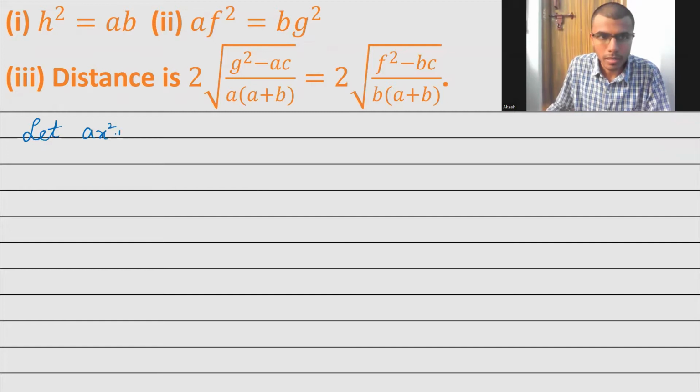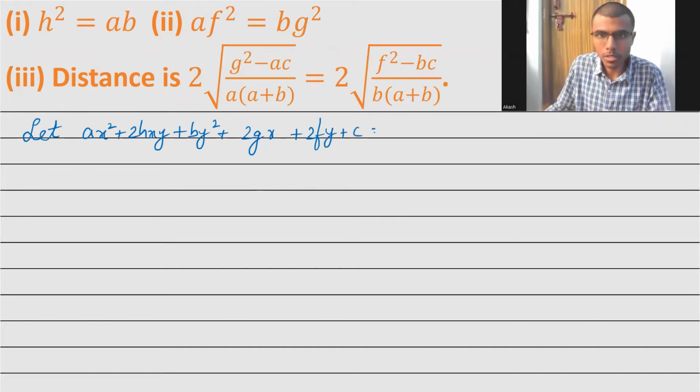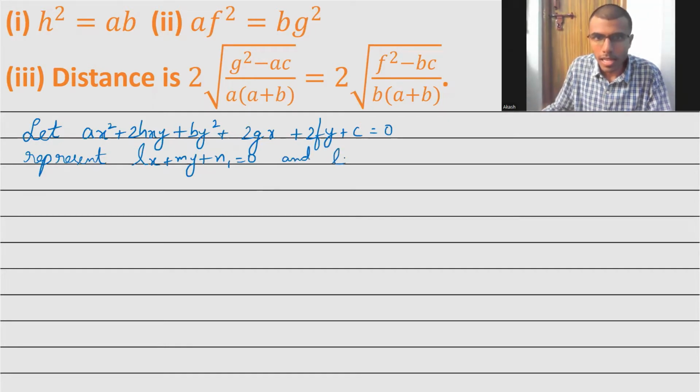ax square plus 2hxy plus by square plus 2gx plus 2fy plus c equal to 0 represent lx plus my plus n1 is equal to 0 and lx plus my plus n2 is equal to 0.